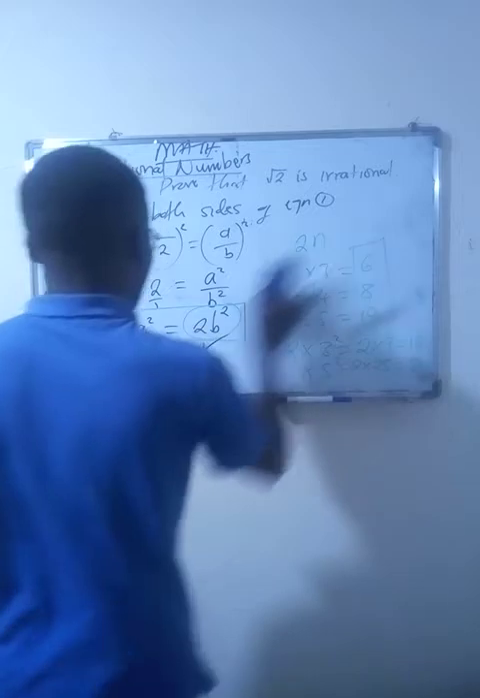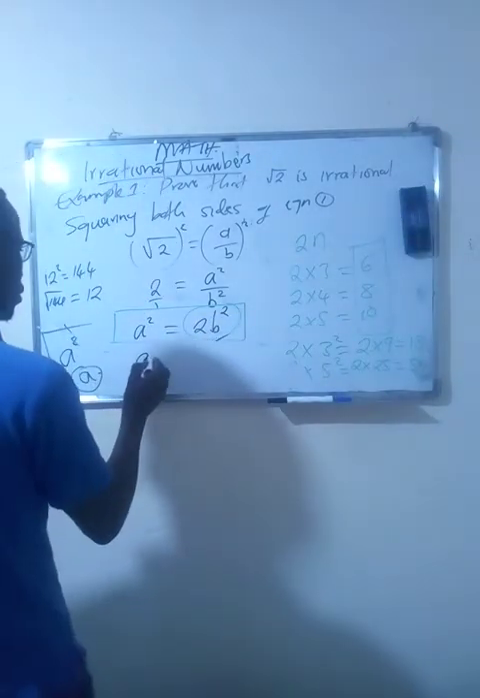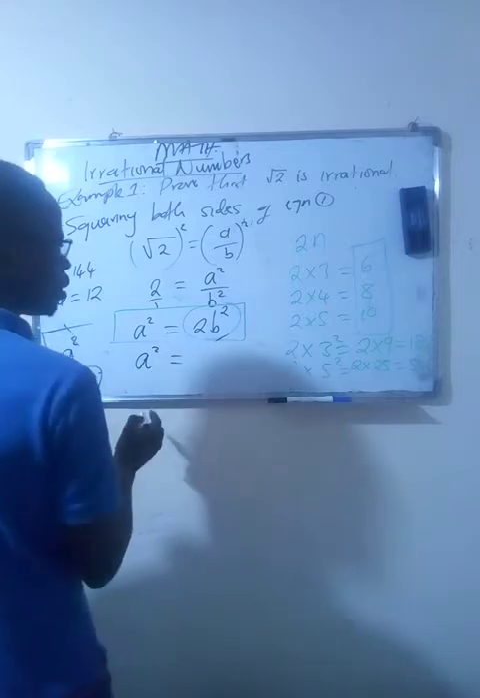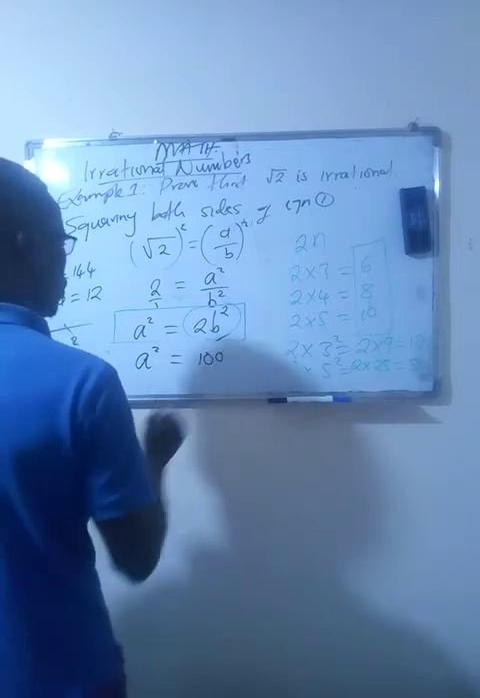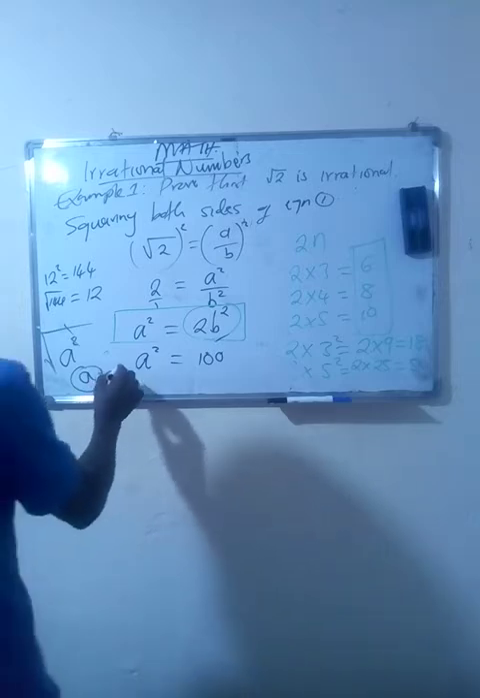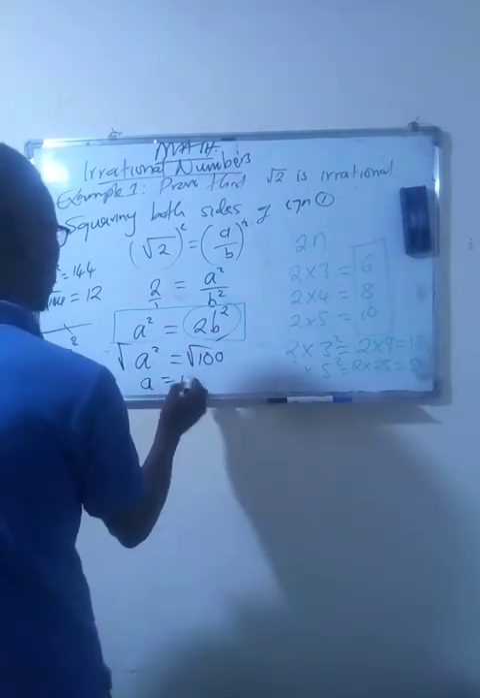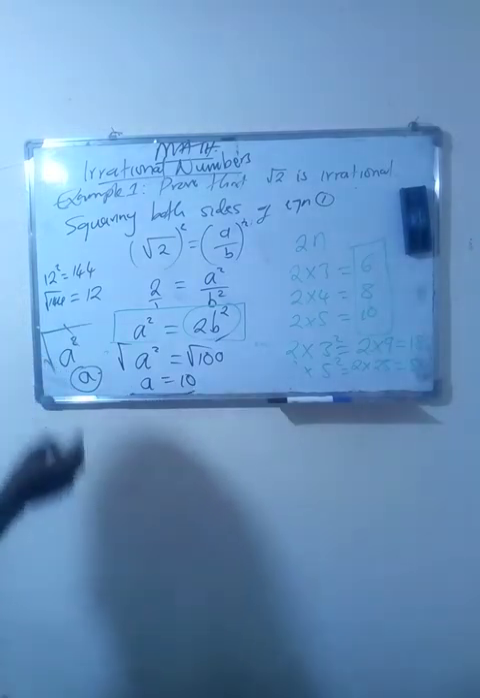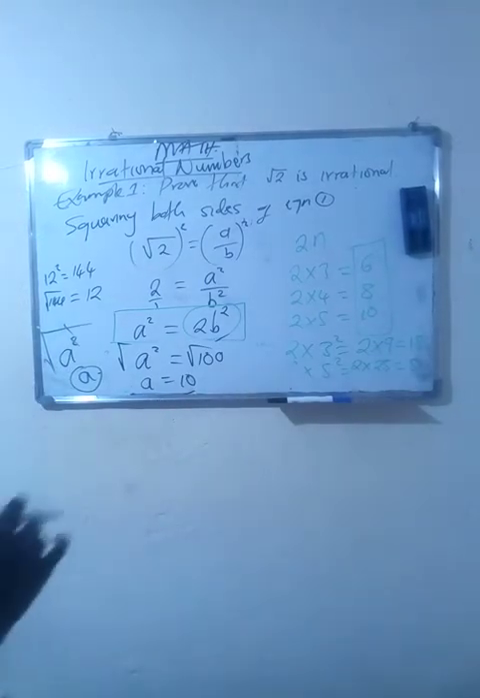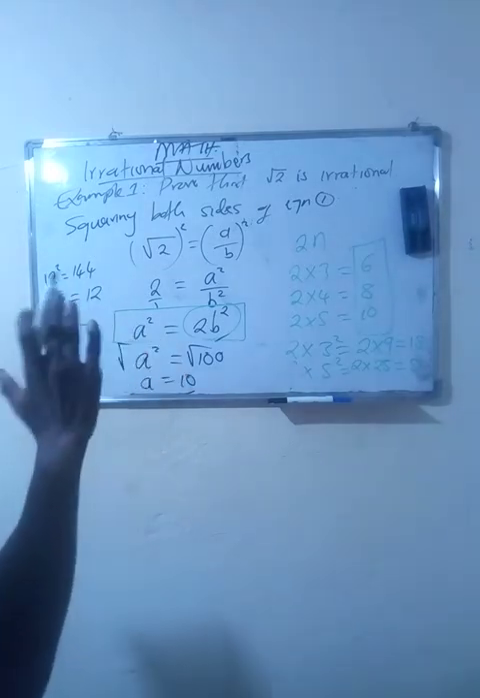So imagine if we had said that a squared is equal to, let's say, 100. Then if we get the square root, a was going to be equal to 10. So this means that our a is also an even number. That's what I really needed to emphasize. I wanted to emphasize this fact.